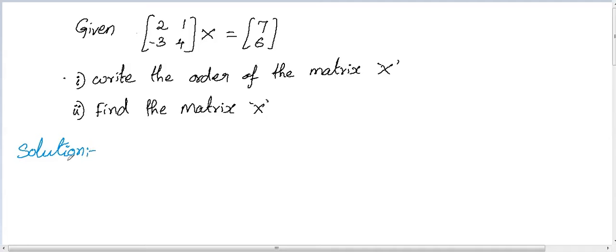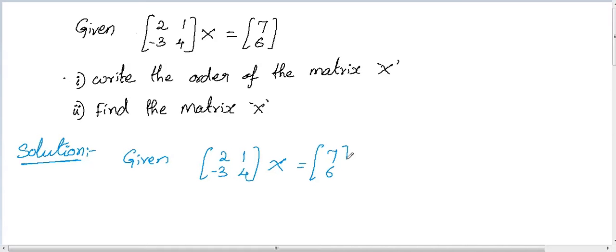Let's solve the question which I have written on the whiteboard. Given a matrix, multiplied by x, is equal to 7, 6. So this is the matrix given, and we need to write the order of the matrix x, and then we need to find the matrix x.